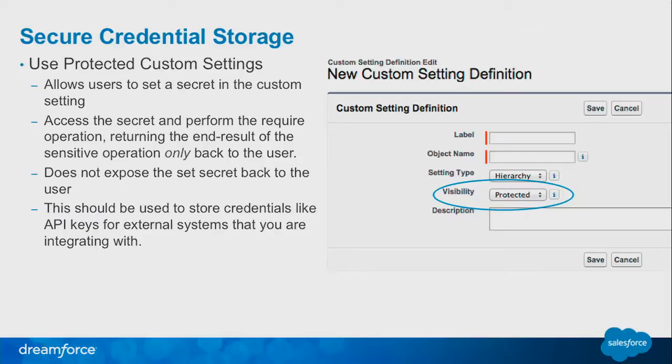And that's going to allow users to set the secret in a custom setting. So the user will be able to set that information. And then you, as the developer, will be able to access that secret, perform the required operations such as logging into an external API, and get the end result of that operation back, such as the API session, without ever actually controlling the secret. So you're not going to have access to dump a user's token or credentials to the logs, but you will have access to do what you need to do to make your app integration work.